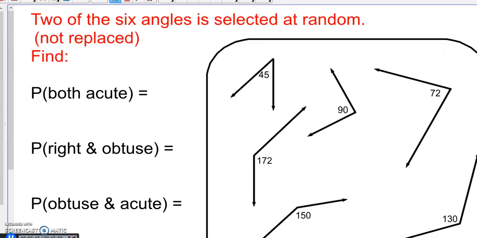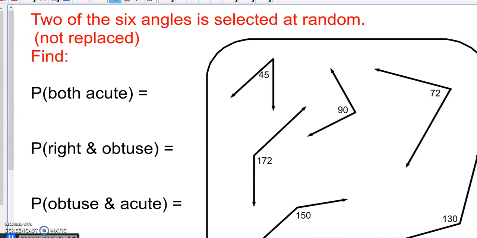Okay, let's look at a couple of trickier ones. Here it says 2 of the 6 angles are selected at random and not replaced, which means after you pick that first angle, you don't put it back. So you pick an angle, and then from what's left, you pick another angle.